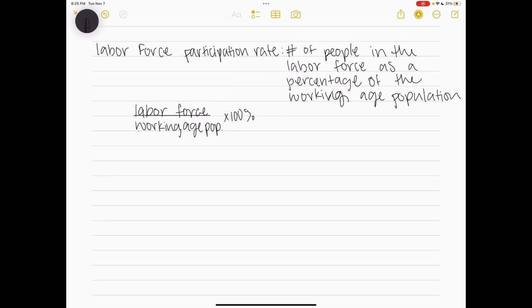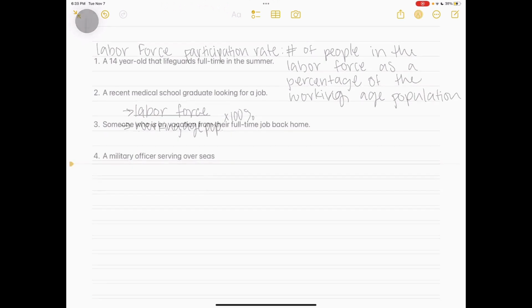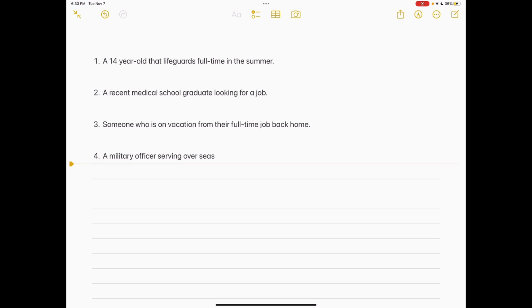Okay, our next term is labor force participation rate, and this represents the number of people in the labor force as a percentage of the working age population. So this formula is over here, labor force divided by working age population times 100 to get it to that percentage. And now we're going to go over some scenarios of how we would classify each of these examples into the terms we just defined.